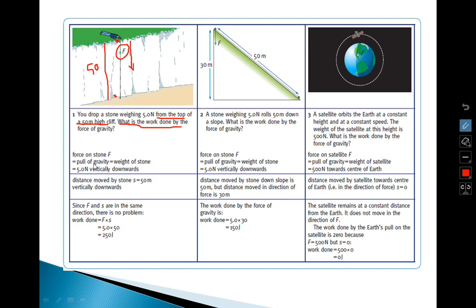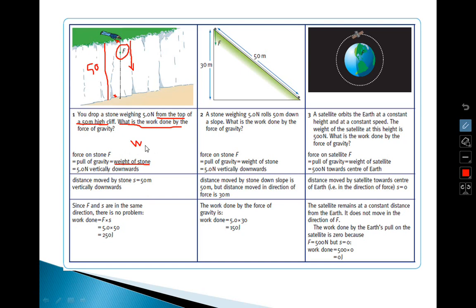Pull of gravity on what? On the stone, which is exactly equal to what? Weight of the stone, which is equal to what? 5 Newton in vertical downwards. So what's the work done? Sorry, before that we need still what?